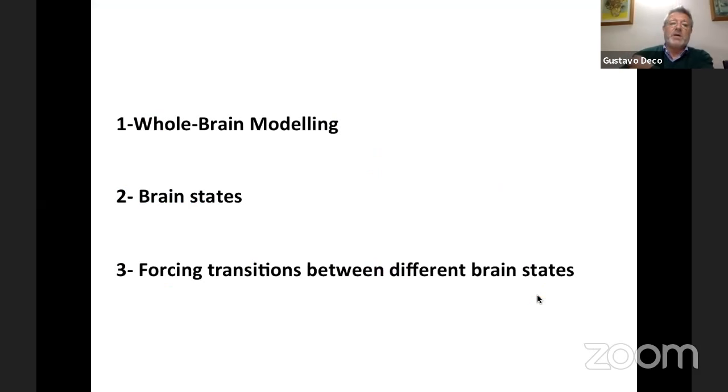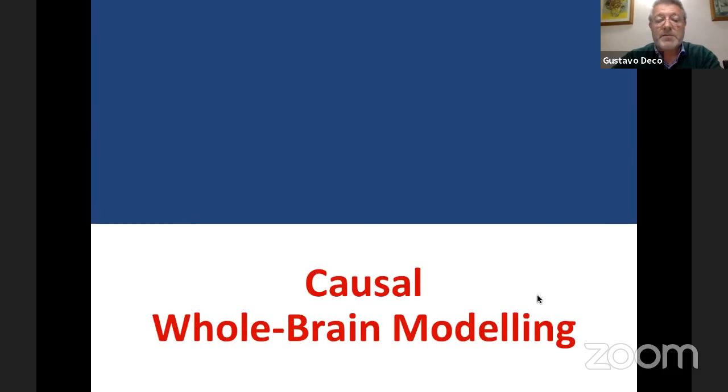That is the motivation. So I divided the talk into three parts. First, I will say a couple of words about the whole brain model that we use. Then the second element that we need is a robust, quantitative definition of the brain state, because we want to promote the transition between a source brain state and a target brain state. And in the third part, we will see how we can study the forcing of such a transition.